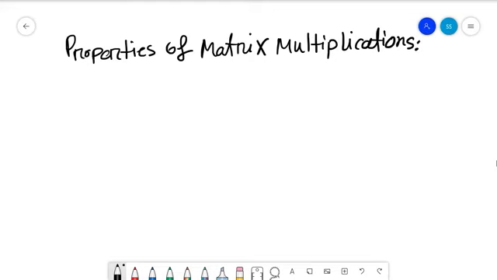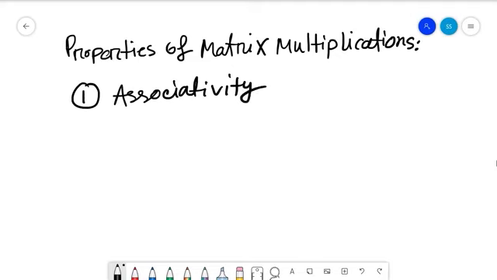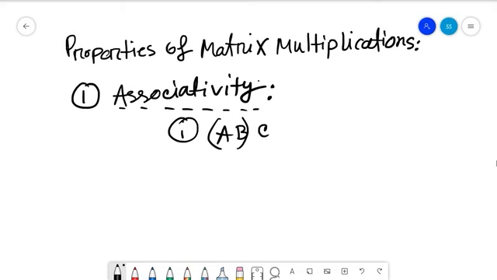So the first property that we want to talk about is the associativity property. So what does this property mean, right? So let's write associativity. And under this category, there are two properties that a matrix satisfies. That is, the first one being that if you have three matrices and you want to multiply them, if you multiply A and B first and then you take the result from A and B and multiply with C, this will be equal to A times B into C.